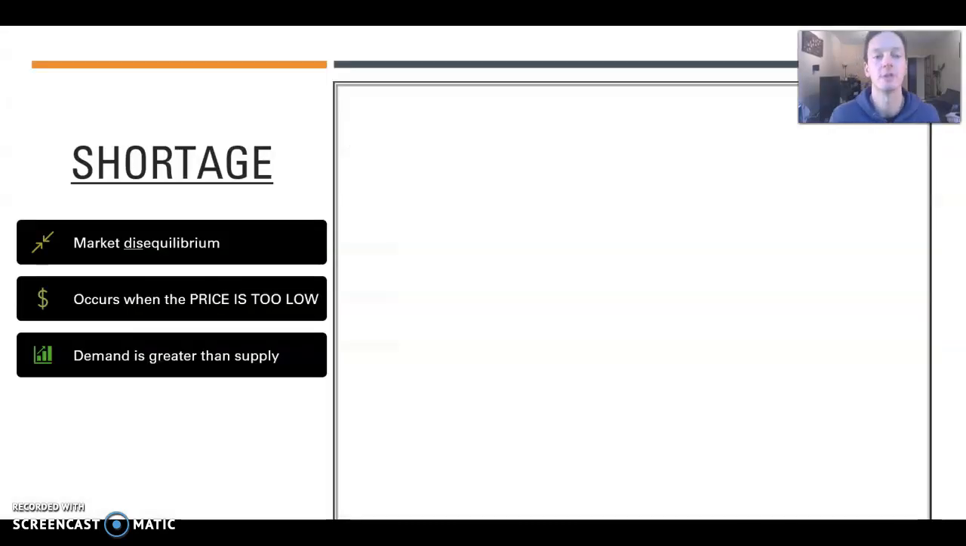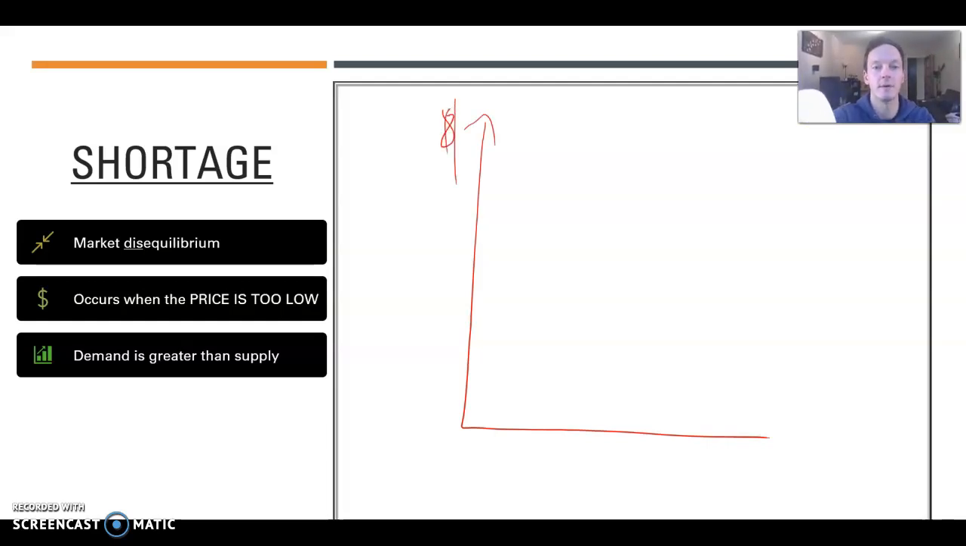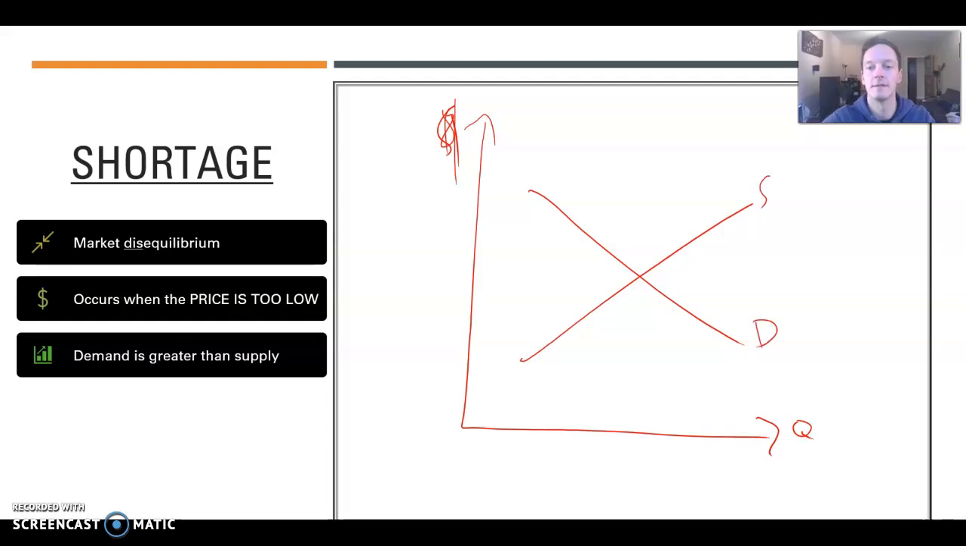So what does it look like? I'm just going to draw here to explain. I kind of did it on the little slide before. Here we have the price axis, and here the quantity axis, and we're going to draw our normal supply and demand lines. Normally if this market was at equilibrium, the price would be at this point along here, where the supply and demand lines meet. But with a shortage, we've got market disequilibrium and the price is too low. So the price is down here.